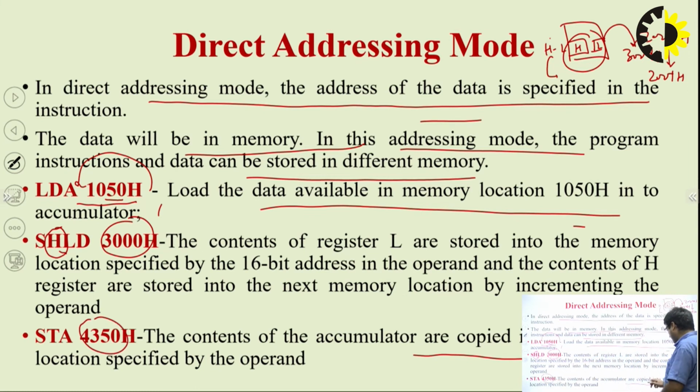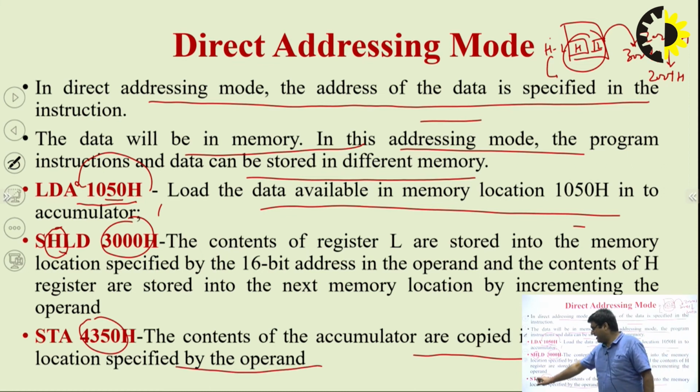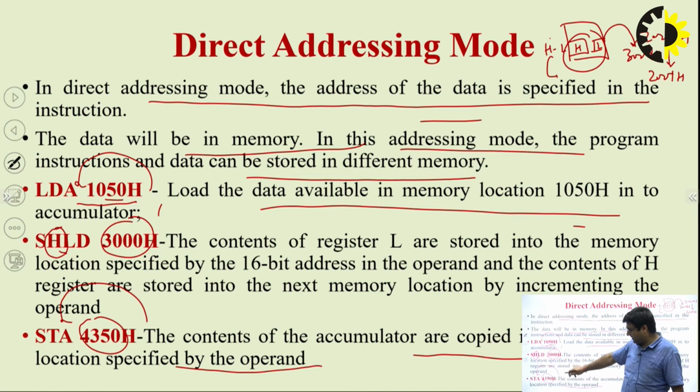So the contents of the accumulator are copied into the memory location specified by the operand. If we replace LDA, then the operation will be carried out from this to this. That is, the 16-bit address will be loaded into the accumulator. Okay. This is the register direct addressing mode.